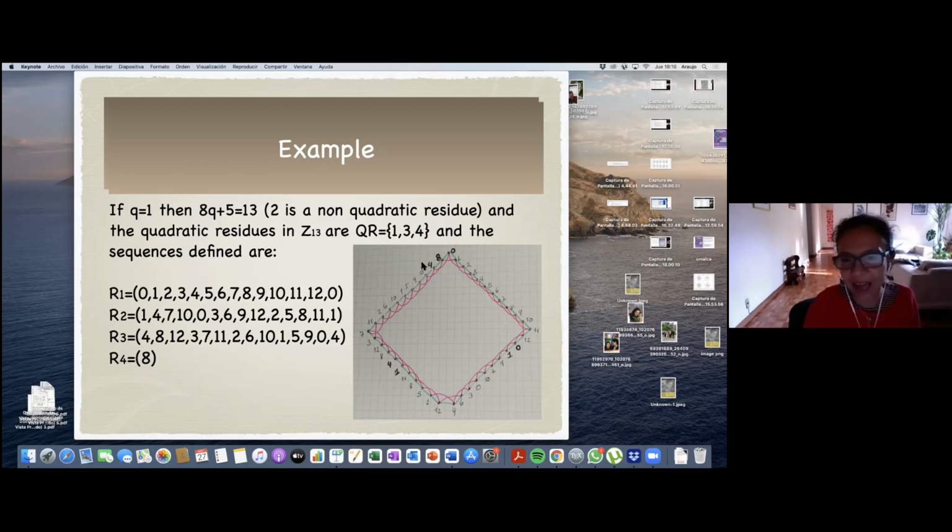This is an example, and you have here all the jumps, because here you jump 1 with the residue, you jump 1 here, 3 here, 4 here, and with the next you jump 2, because it's 1 by 2, 3 by 2, and 4 by 2 in Z13.